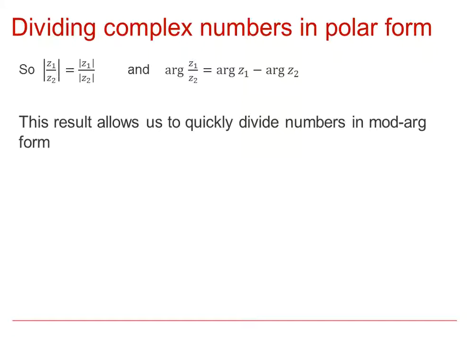The results on the previous slide showed that when we are dividing complex numbers in polar form, the modulus of z1 divided by z2 equals the modulus of z1 divided by the modulus of z2, and the argument of z1 over z2 is the argument of z1 minus the argument of z2. And this result allows us to quickly divide complex numbers when they're given in modulus argument form.